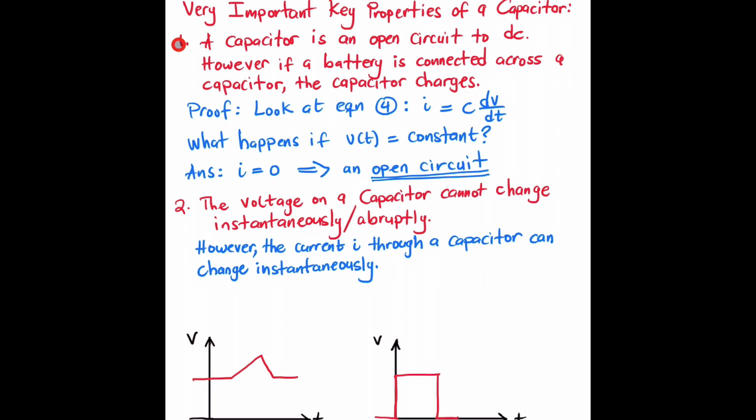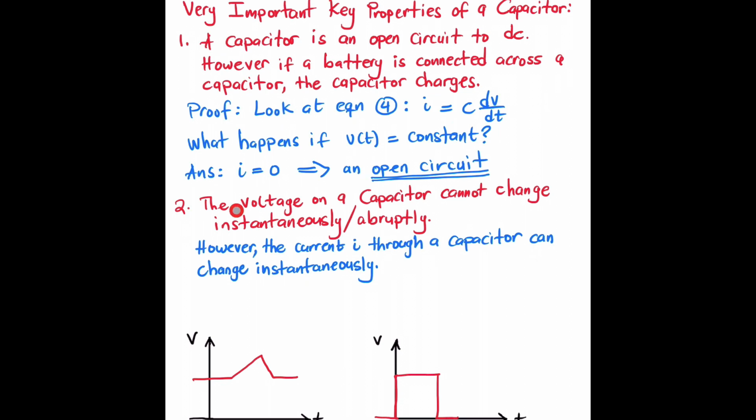However, if a battery is connected across a capacitor, the capacitor charges. And let's prove it. So look at equation 4: current equals C times dV/dt. Now, what happens if V of t is constant? Your current is 0. This implies that you have an open circuit there.